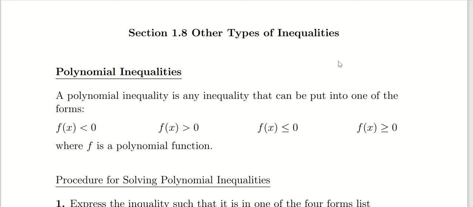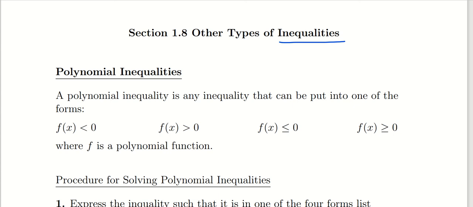In section 1.8, we're going to come back and review other types of inequalities. Inequalities is something that we did earlier in the class, but in particular, what we're going to be doing now in Unit 3 is we're going to be looking at two very special types of inequalities. Those that involve polynomials, which was our focus for Chapter 3, as well as rational inequalities, which was the focus for Chapter 4.